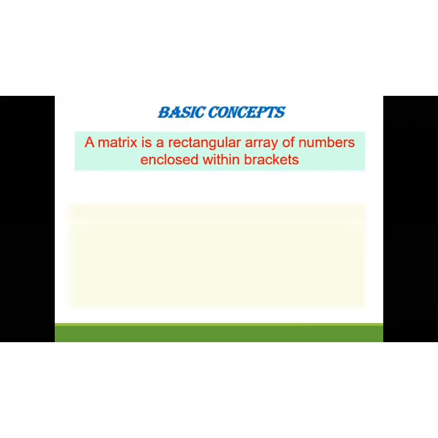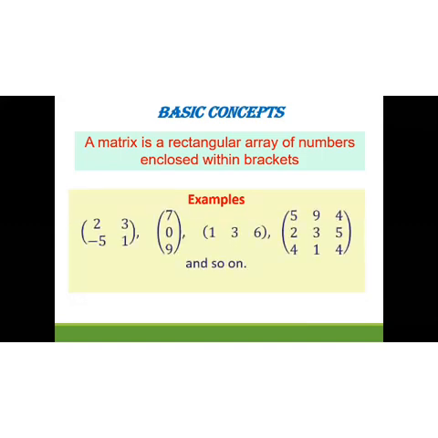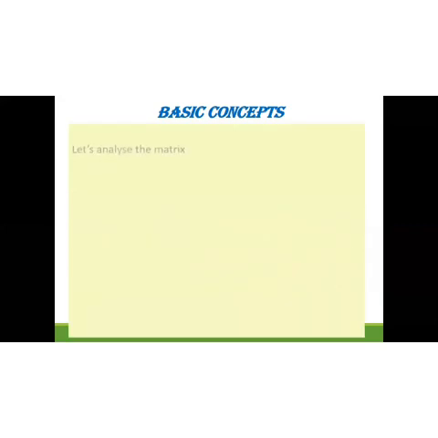Look at some examples of matrices here. You can see minus 2, 3, minus 5, and 1 are enclosed in a bracket. 7, 0, 9 enclosed in a bracket. 1, 3, 6, 5, 9, 4, 2, 3, 5, 4, 1, 4 are enclosed in a bracket. So those are examples of matrices. Whenever you see this kind of array, it's called a matrix. Let's move to the next thing we want to discuss.